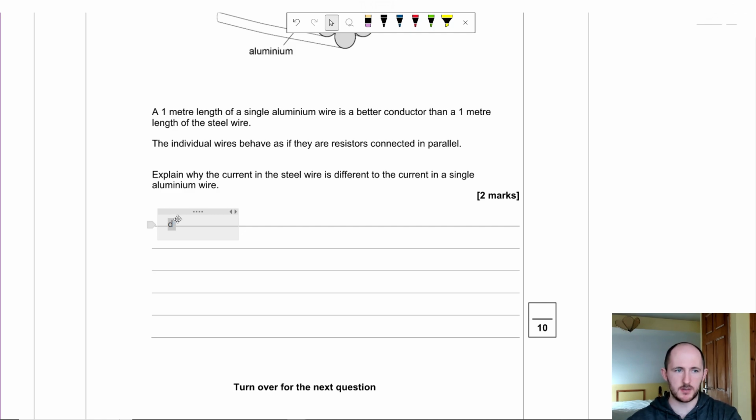So this isn't too bad. The potential difference across the wires is the same. Okay, that's fine. But current in parallel is split between resistors, right?